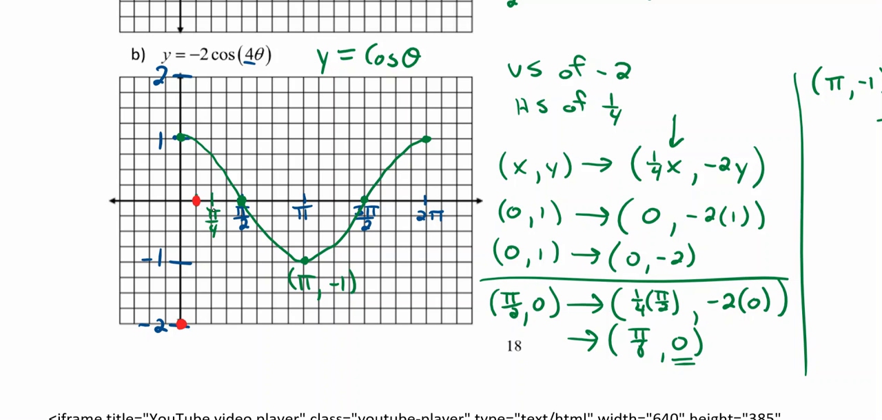So pi over 4 we already found it the first time, right? So that's going to be way up here. And then I think we're getting the idea, aren't we? Let's do one more to kind of make sure we're on the right track here. So now let's do this 3 pi over 2.